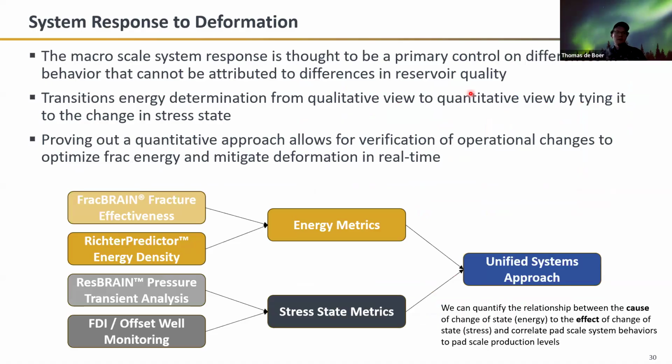So essentially what we're looking at here is a combination of our energy metrics, as I discussed throughout this presentation, and our stress state metrics, which are things like our post-fracture pressure decay, as well as those FDI or offset monitoring techniques. And we can pull all of this together into a single system where we can start to give recommendations in real time based on how that system's actually reacting, rather than trying to assess everything at the end of a pad and make a better plan for the next one.